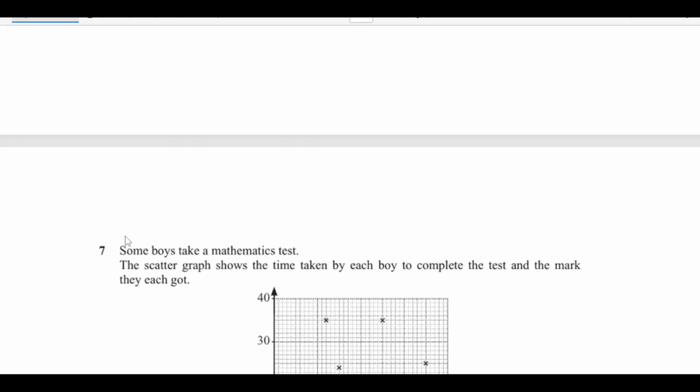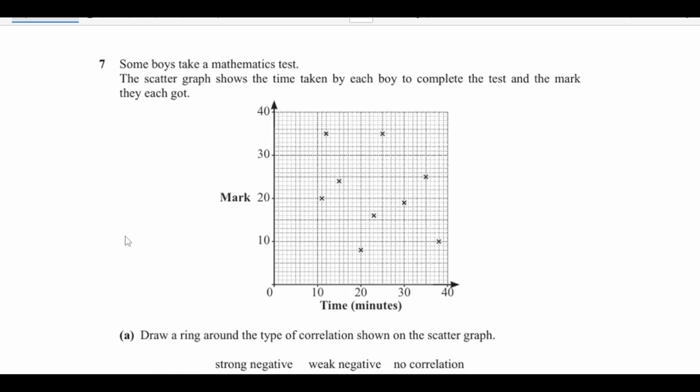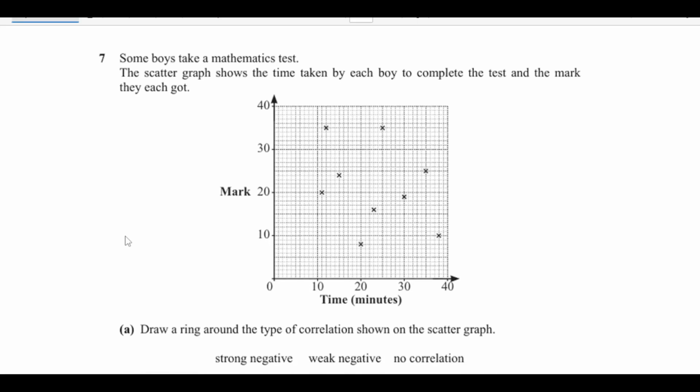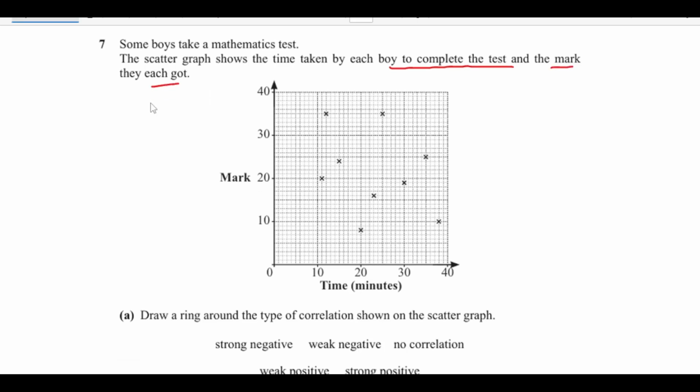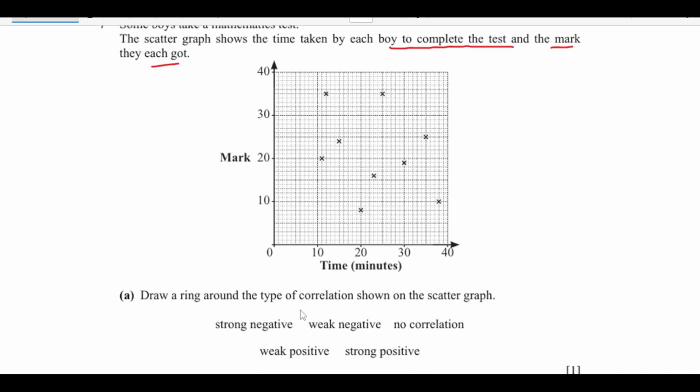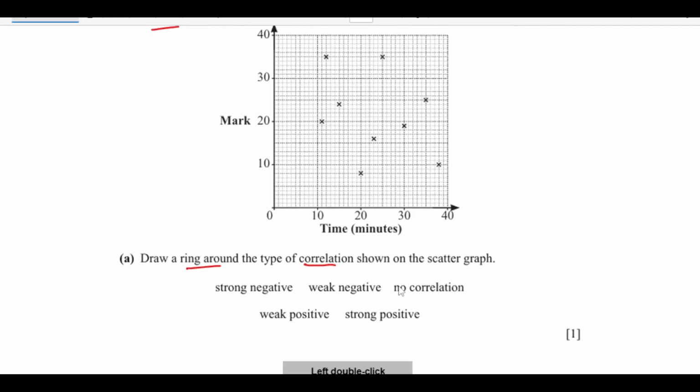Okay. Now next one, some boys take a mathematics test. The scatter graph shows the time taken by each boy to complete the test and the mark they each got, right? So draw a ring around the type of correlation shown on the scatter diagram. If you look at these points, if we move along the x-axis and y-axis, all the points are scattered, so there is no correlation. I'm going to put no correlation here.